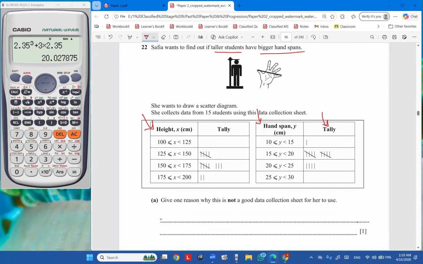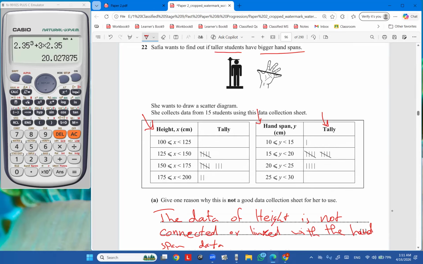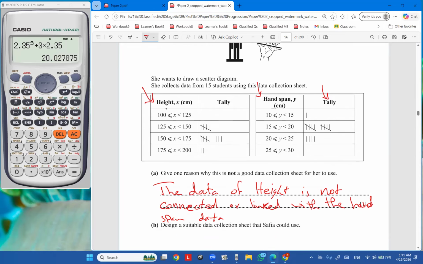So the data of height is not connected or linked with the hand span data. They are not connected. You don't know which height is with which hand span.